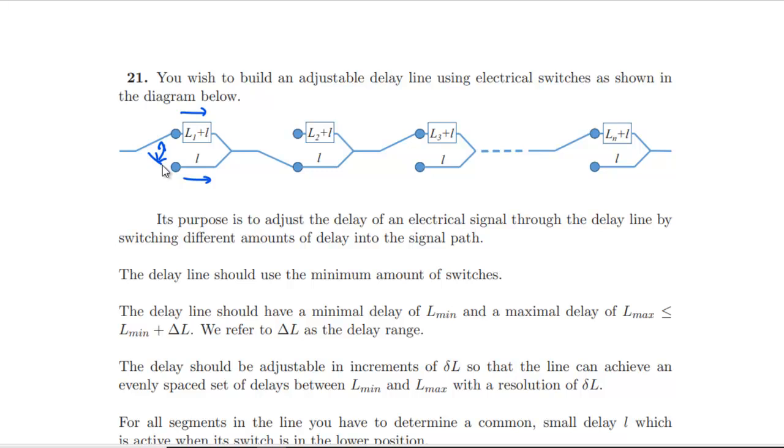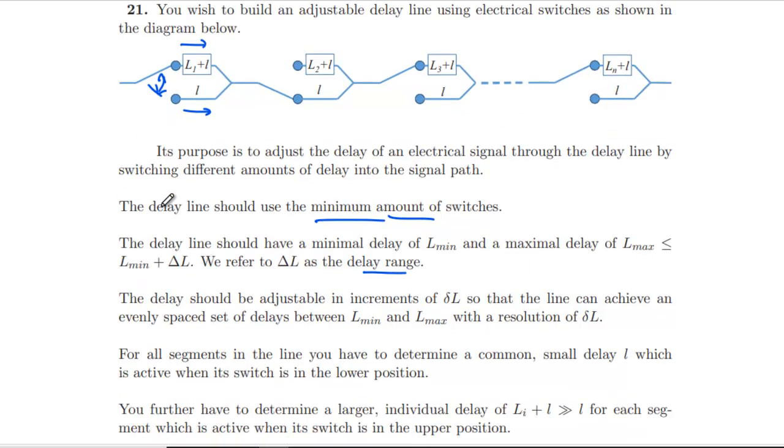So its purpose is to adjust the delay of an electrical signal through the delay line by switching different amounts of delay. The delay line should use a minimum amount of switches. It should have a minimal delay L min and a maximal delay L max, which is less than or equal to L min plus delta L. We refer to delta L as the delay range. Right, so that's what we can push it up to if we were taking the top path. So L max is top path all the way, L min is bottom path all the way.